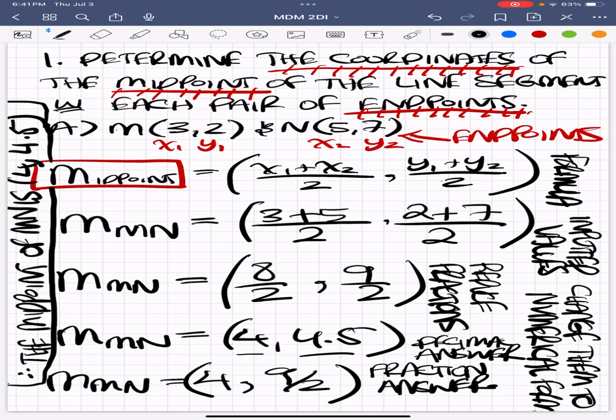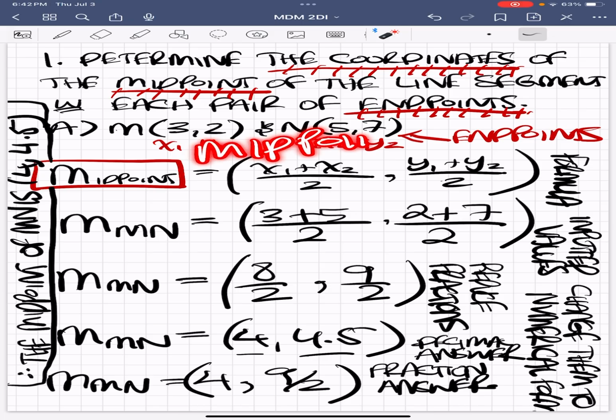So that was our first question. So let's go through it and let's talk about what we learned with this first question. So we determined the coordinates of the midpoint of the line segment. I would draw it if I could. That'll probably be another video. But we're calculating the midpoint. And the midpoint is just the middle of a line segment and what coordinates they are.